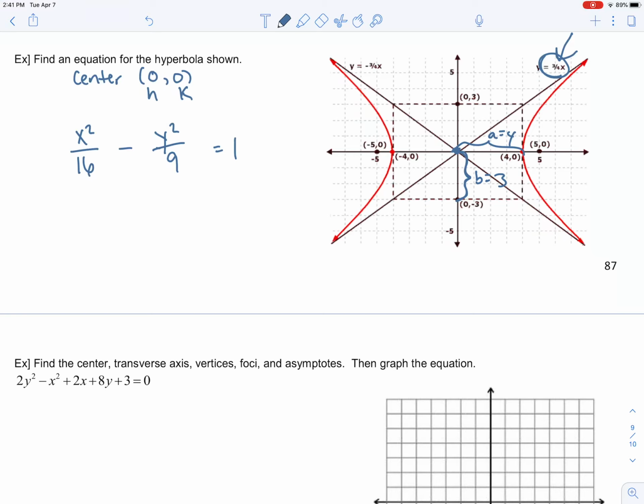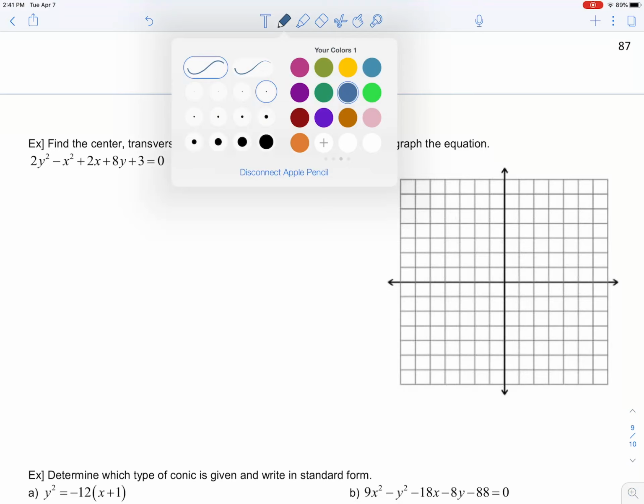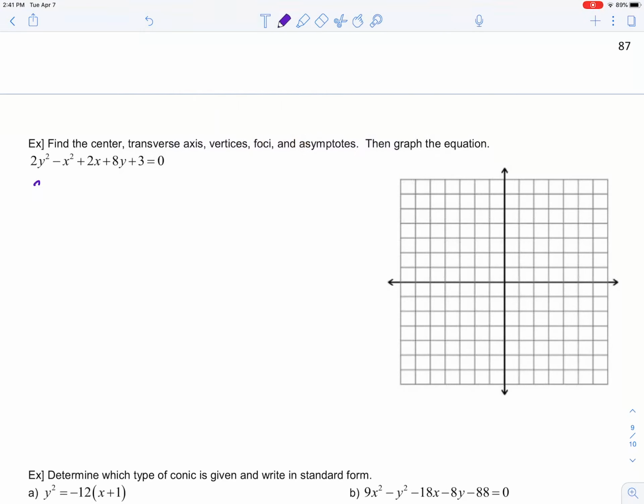In this next example, we can see that the equation is not in standard form. So to put it in standard form, we will need to complete the square for both the x and y terms. So similar strategy to the one above. Let's rewrite it, grouping the terms together. So I'm going to put the y terms together first, 2y squared plus 8y. Then I'll put the x terms together, minus x squared plus 2x. And then the 3 I'll subtract to get it to the other side. So I want to complete the square for both of these, but I will need to factor out those leading coefficients first. So I'll factor out the 2.